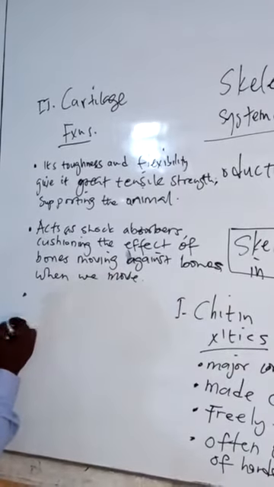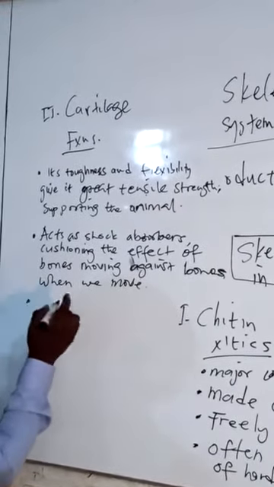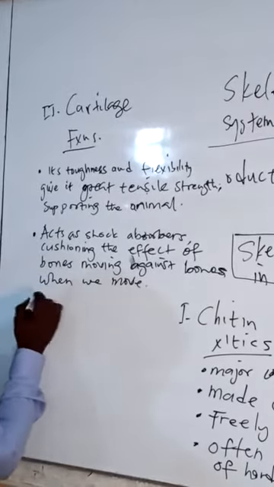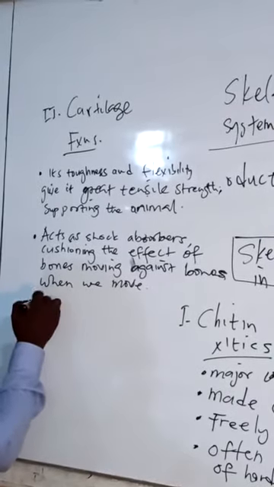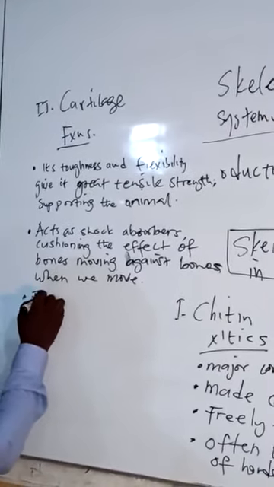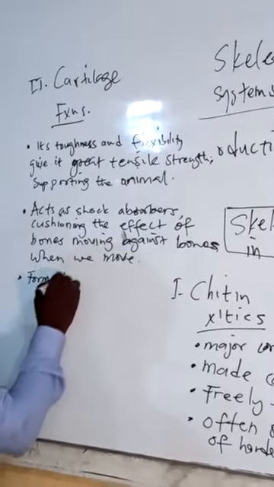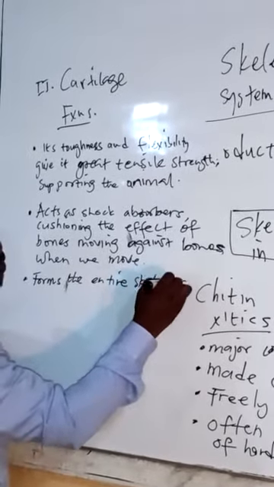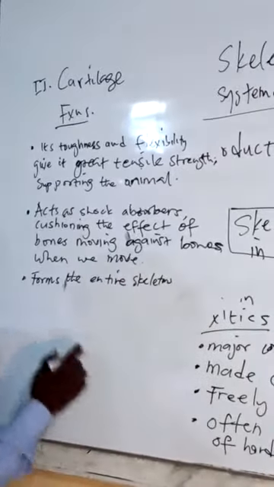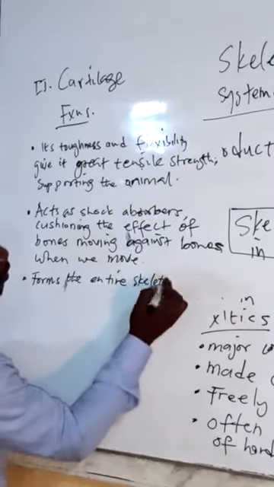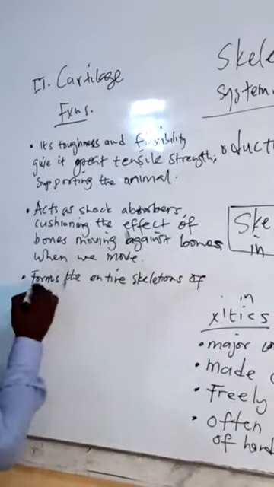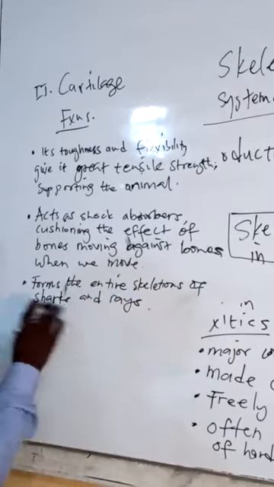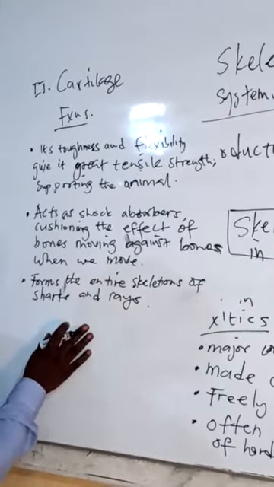Okay? The next thing is that some organisms, typical of fish, which you know as cartilaginous fishes, known as chondrichthyes. Cartilage forms the entire skeleton of sharks and rays. And these are cartilaginous fishes.